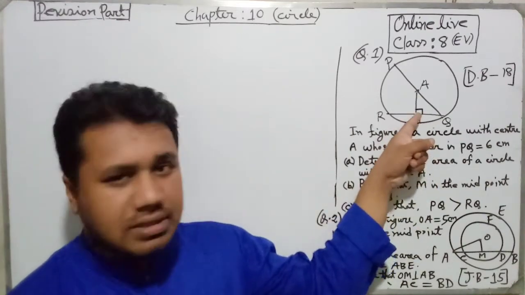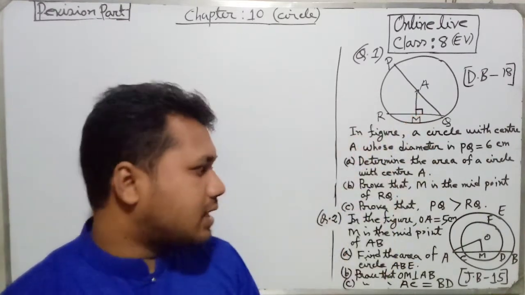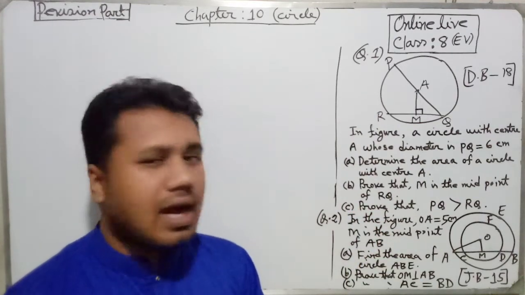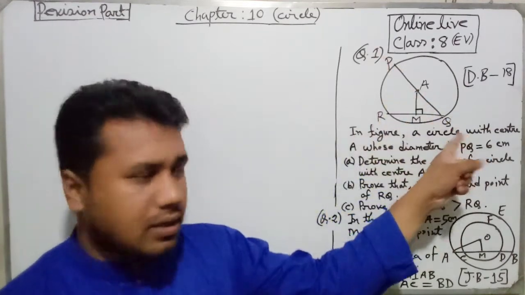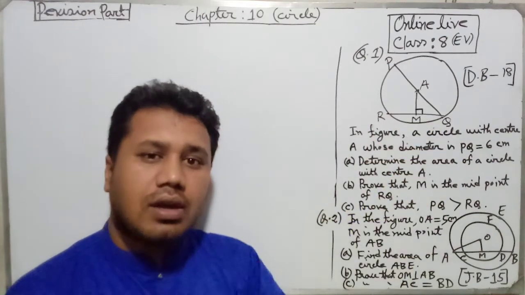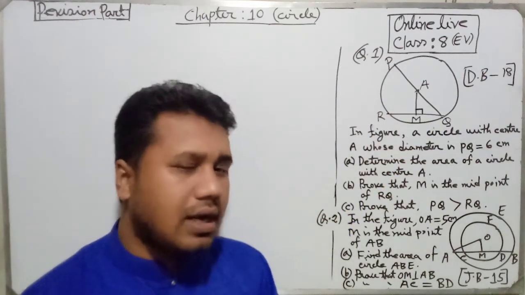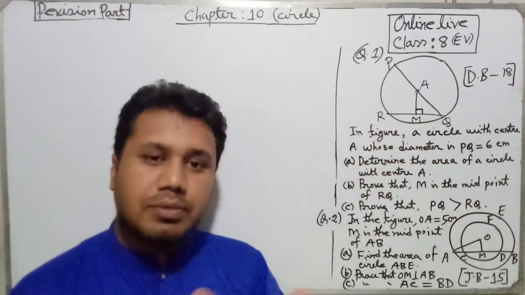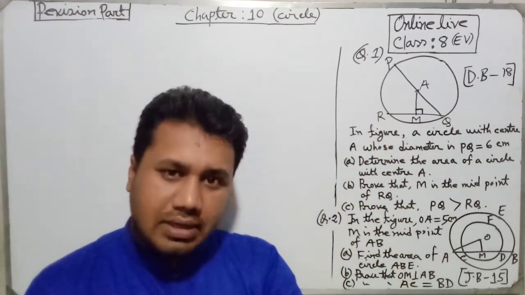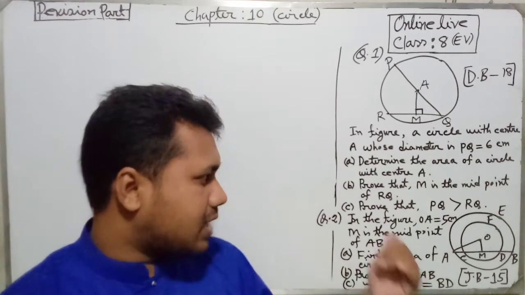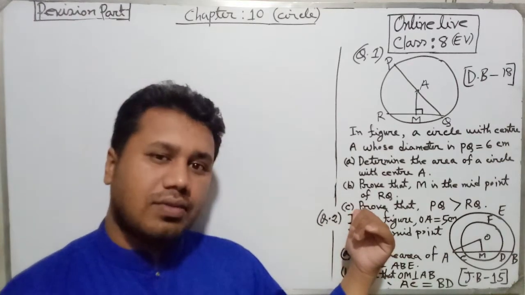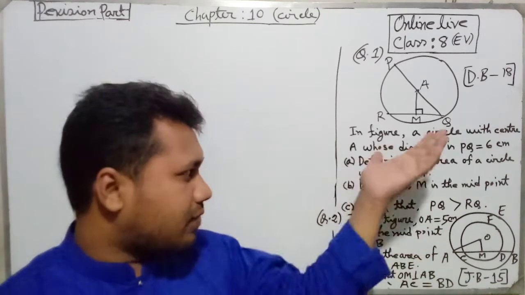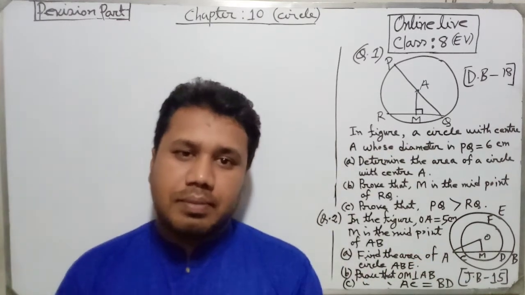B number said that prove that M is the midpoint of RQ. Look here, AM is perpendicular, that means 90 degree given. And C number, prove that PQ greater than RQ. Here PQ is the diameter and RQ is a chord other than diameter. Now we have to prove that diameter is the greatest chord. This is the other way of thinking about problem number C. And there is another question, number 2. So at first we can solve problem number 1.